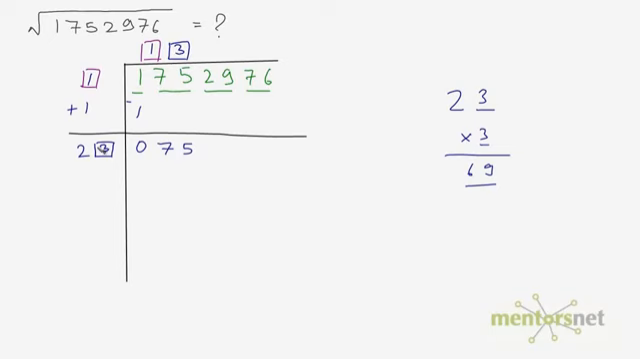Now keep in mind that whenever you write numbers in these boxes, the number should be the same. There should not be different numbers. So 23 times 3 is 69. 75 minus 69, you get 6. And this group comes down, 29. Now you have to add this number to this number. So 23 plus 3 is 26.